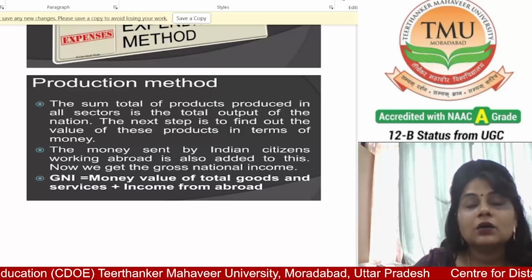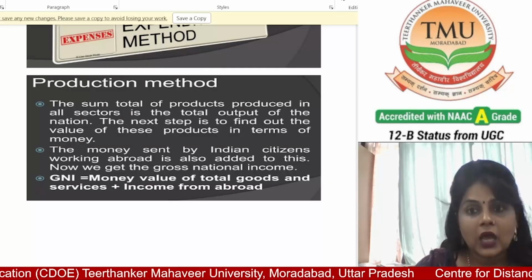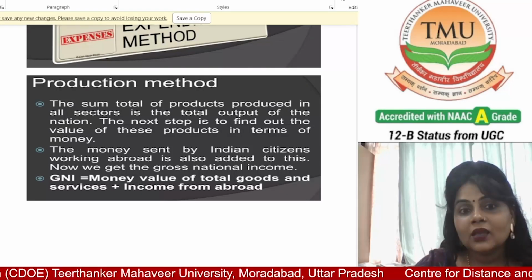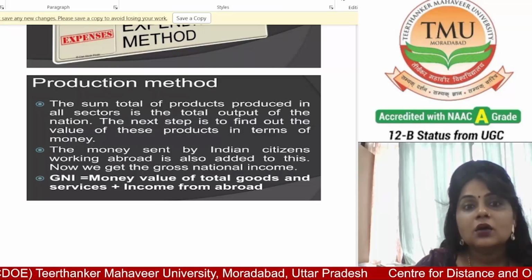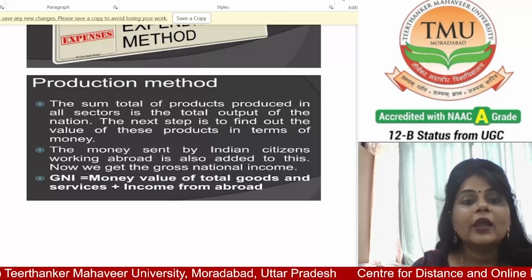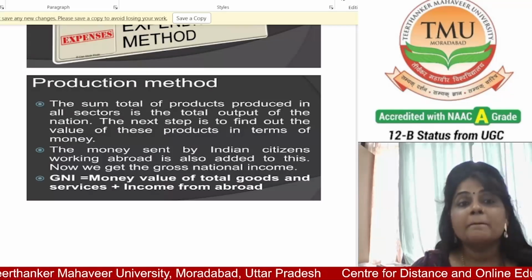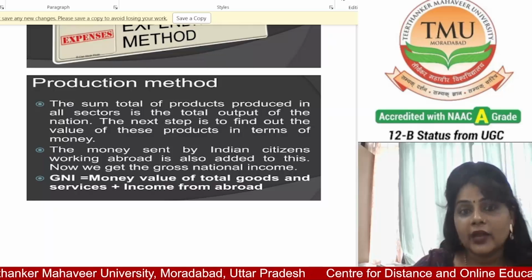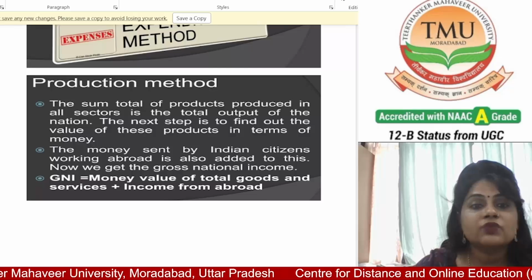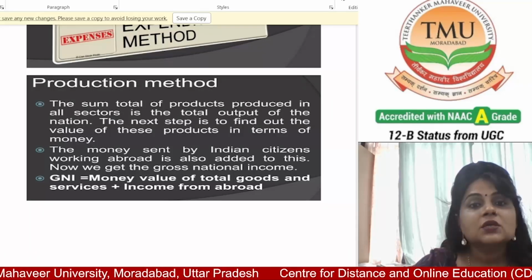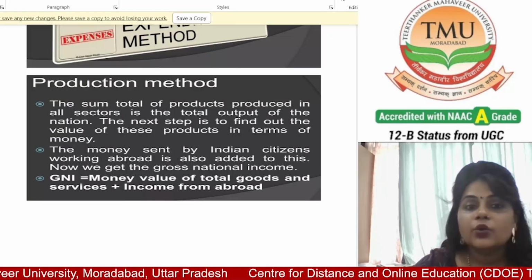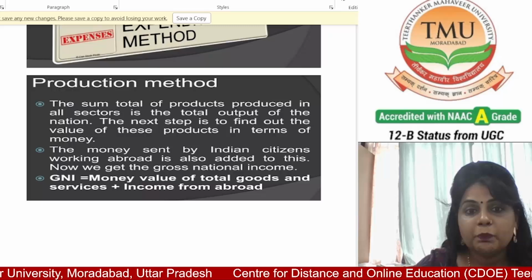As the flour which the baker took from the miller is 30, and the final good, the bread, is 50, so 50 minus 30 is 20. The value added by each production company is also called gross value added at market price. The total of all the gross value added at market price of all the producers of the country within its domestic territory during 1 year is equal to GDP.